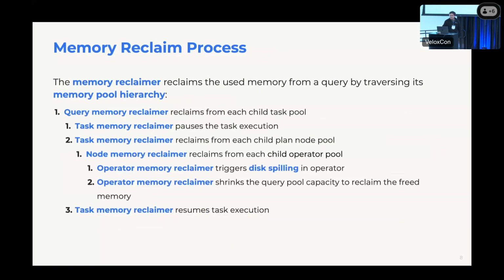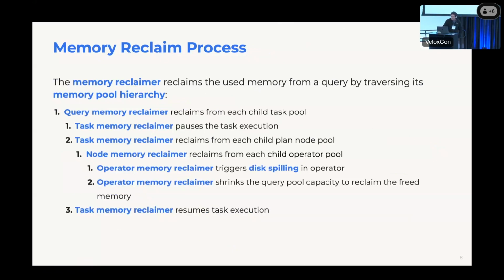The memory arbitrator reclaims user memory from a query by traversing its memory pool hierarchy. It starts from the query root pool, and the query root pool reclaims the memory from each child task one at a time. The task memory reclaimer first pauses the task execution, and then reclaims the memory from each of the child node pools one at a time.